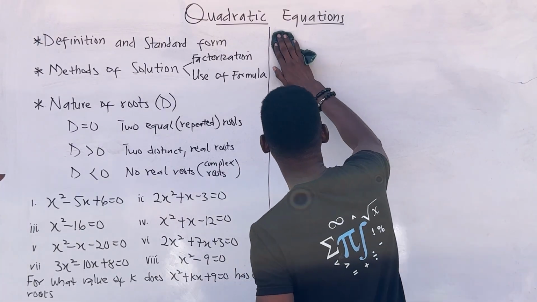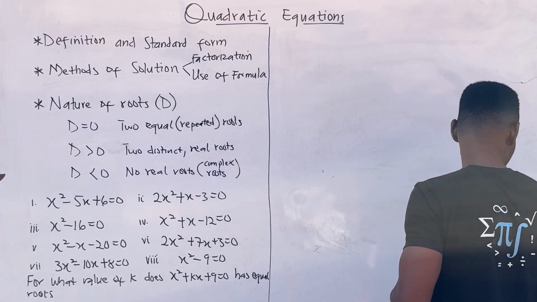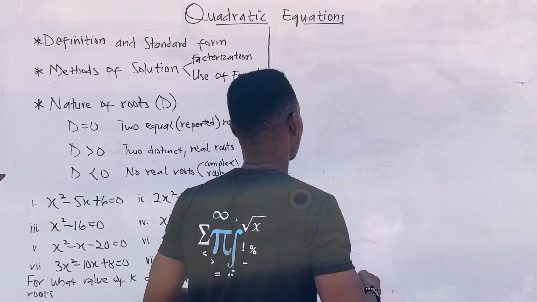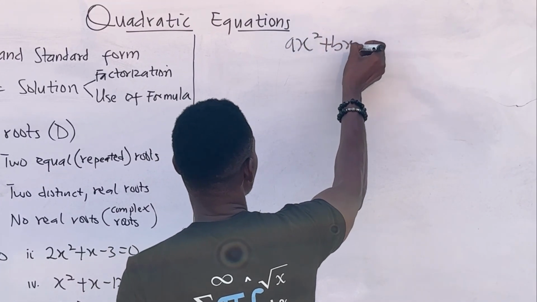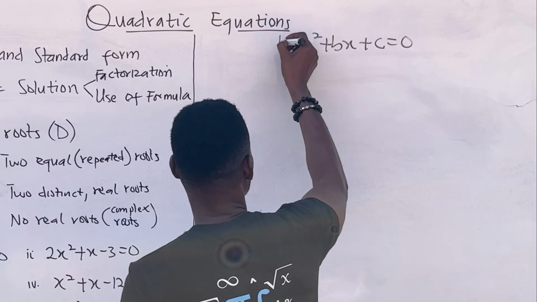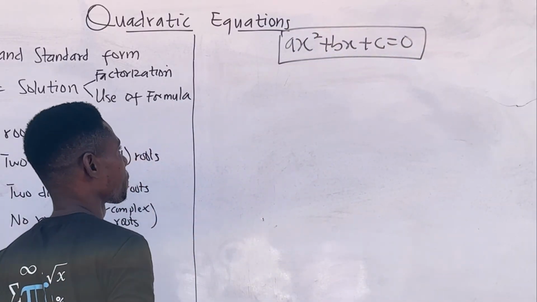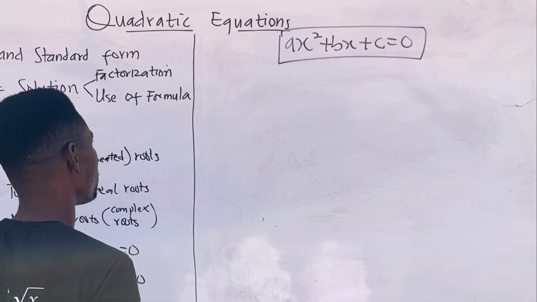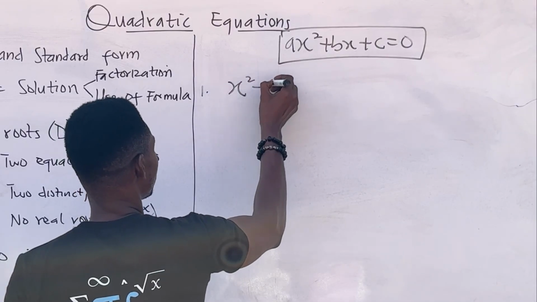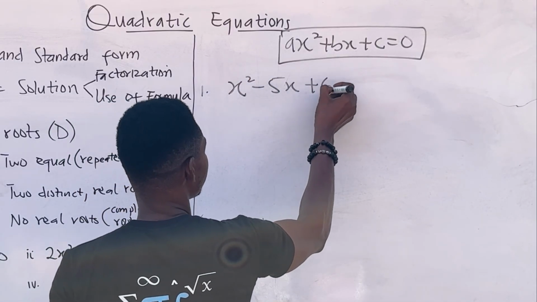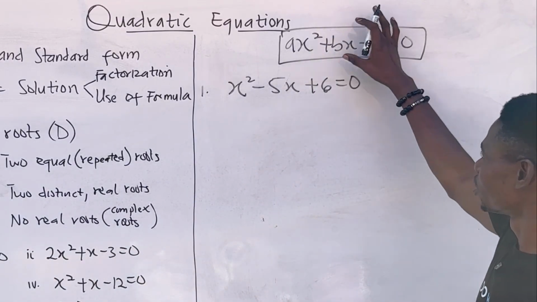Okay, so now we move to methods of solution. Let me just put the standard form somewhere: ax squared plus bx plus c equals 0. Okay, so this is the standard form. Let me pick an example. Let's say we have x squared minus 5x plus 6 equals 0. So this is a standard quadratic equation. So it meets this condition.